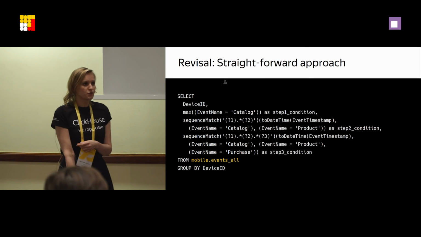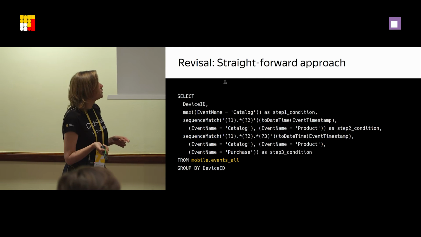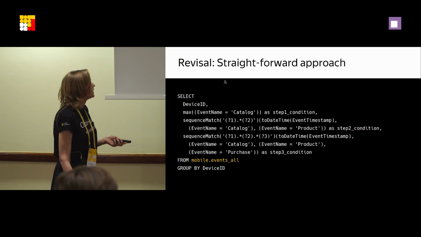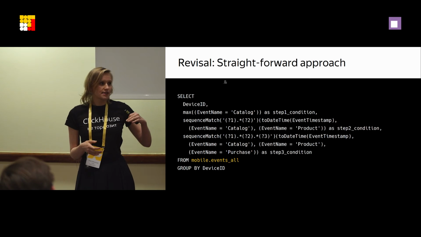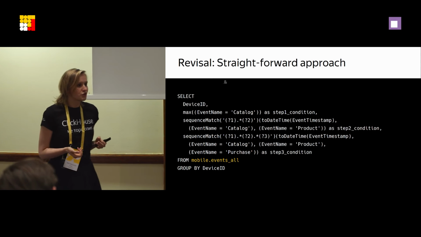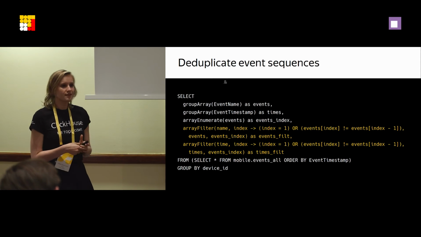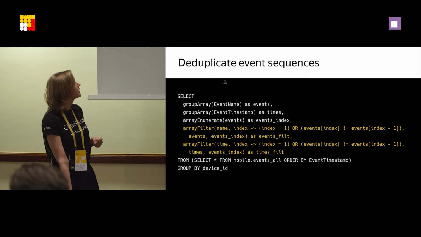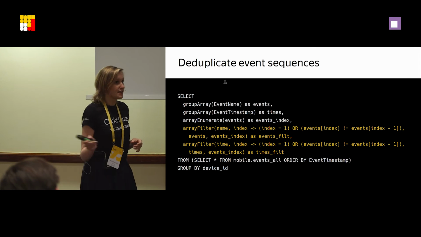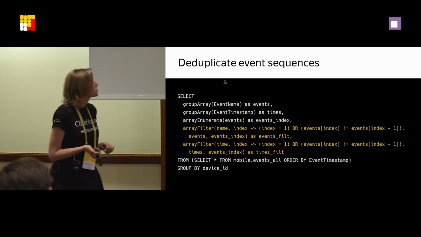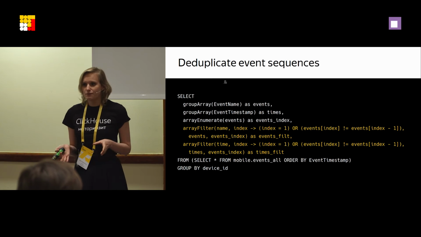Let's do this again with ClickHouse. In our straightforward approach, we used the sequenceMatch function over our initial table, and now we need to create a subquery that, instead of the initial table, will return us deduplicated events. And arrays will help us with it. As usual, let's create a list of event names and timestamps for each user, and also indexes, and create two more arrays with deduplicated event names and timestamps.